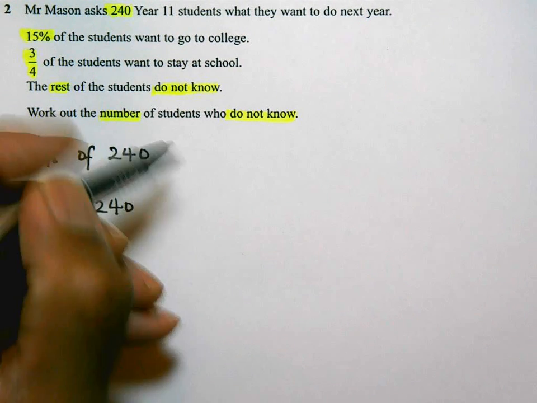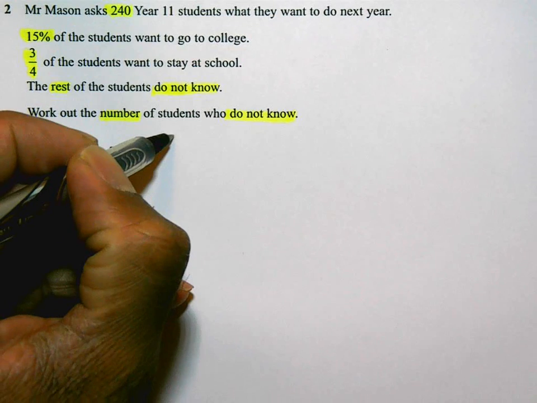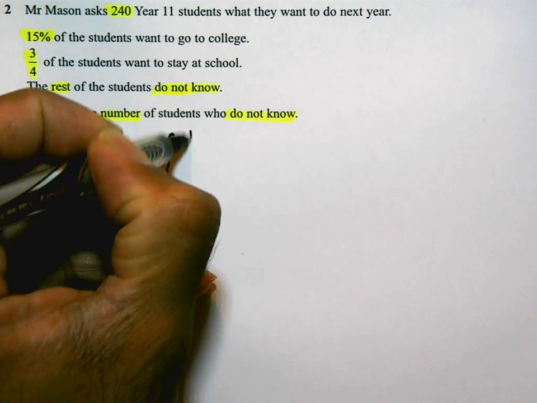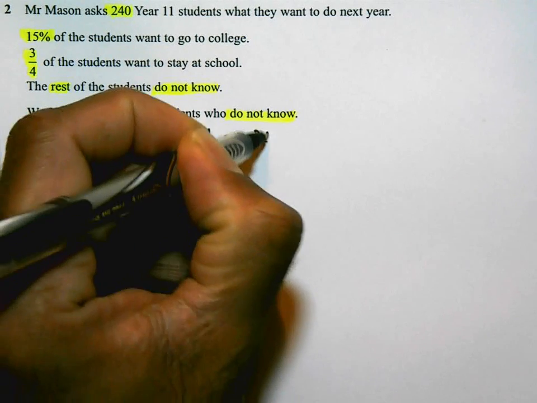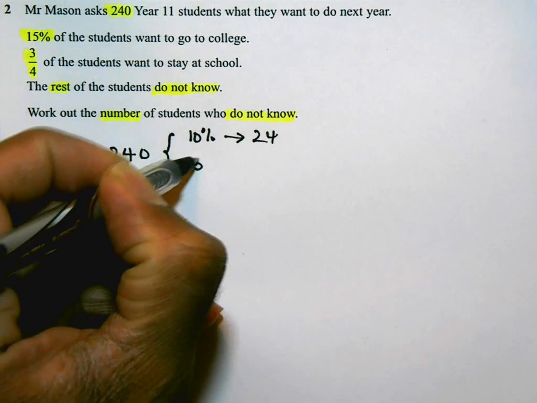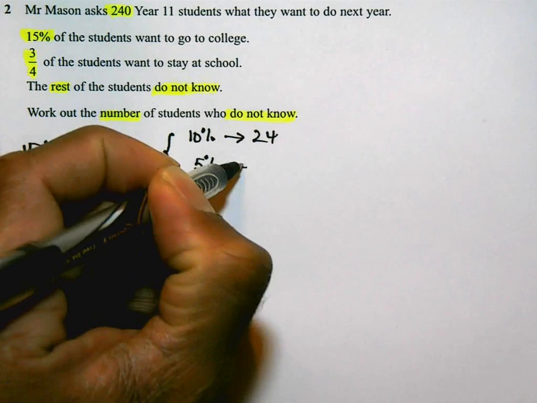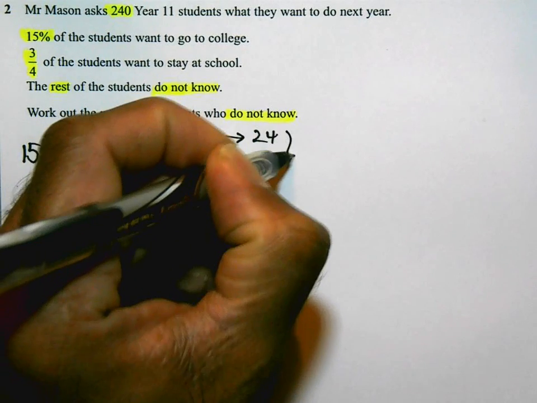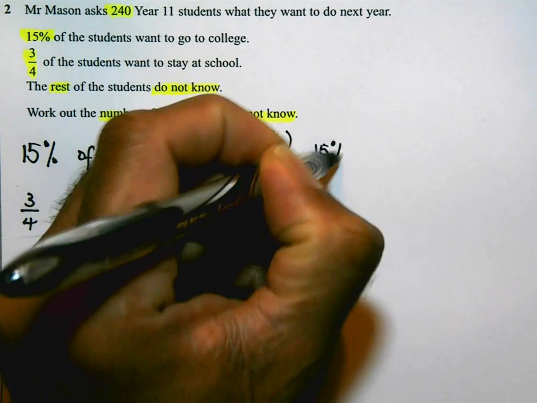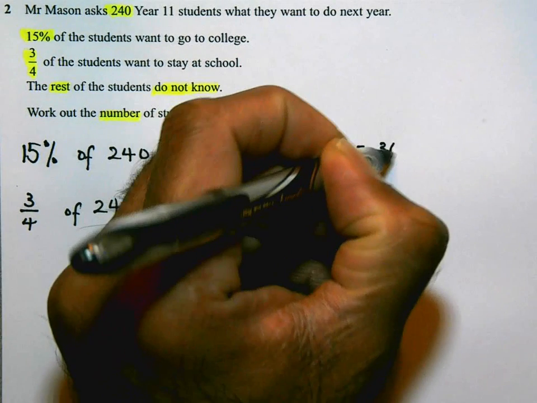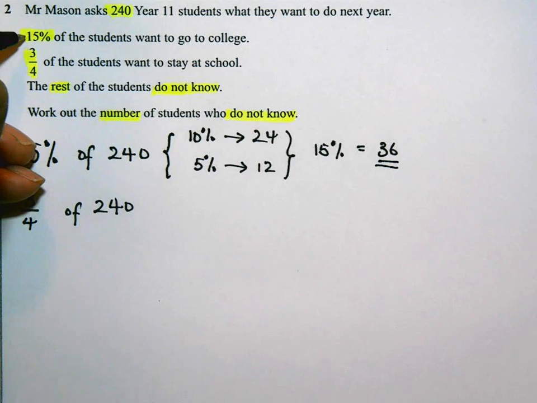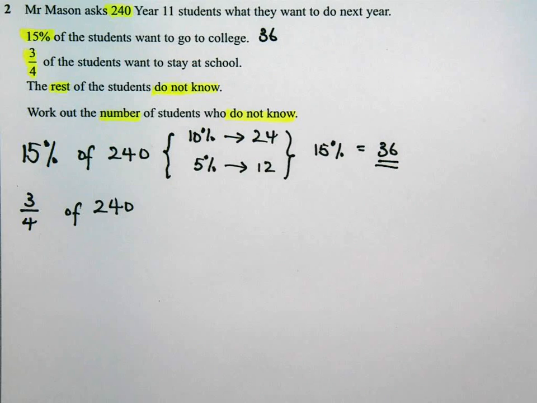To work out 15% of 240, given that this is non-calculator technique, what I know is that 10% is going to be 24, 5% is therefore 12, so 15% is going to give me what? 36. So 36 students said they wanted to go to college.